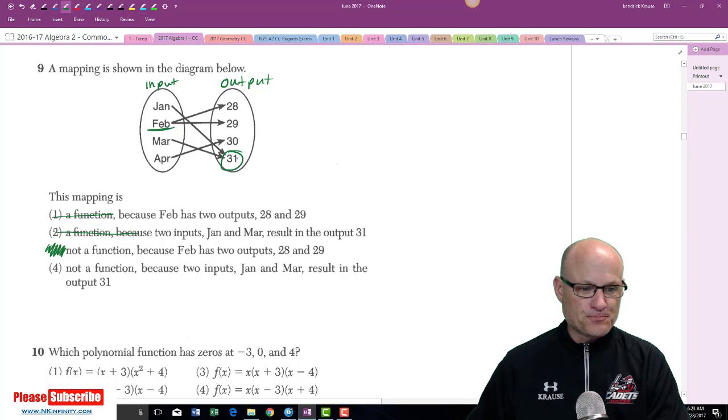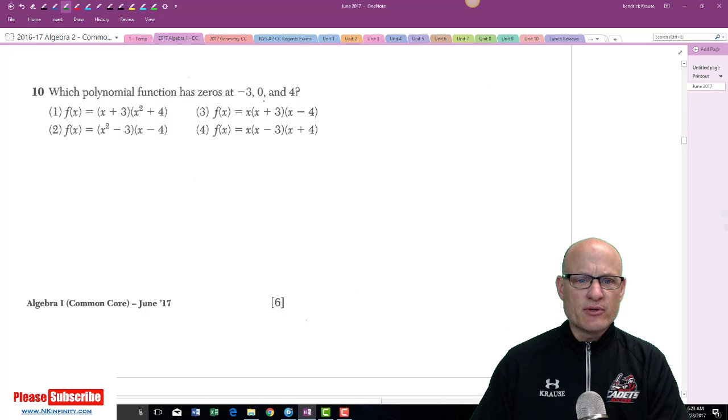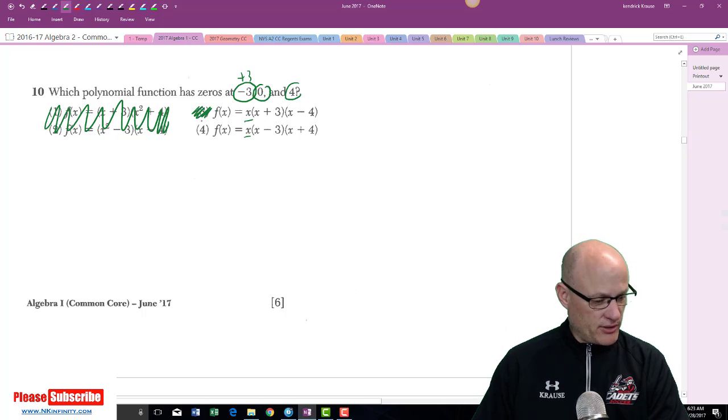Number 9 is 3. Which polynomial function has roots at -3, 0, and 4? Well, because it has 0, I should be looking for an x on the outside. So these do not have an x on the outside, so these can't be an answer. Because this is a 0, I'm looking for a positive 3. And this is, I'm looking for a -4. So the answer to number 10 is 3.